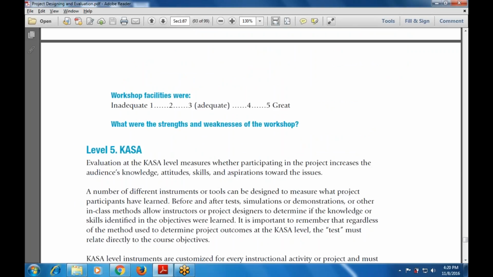Then, what about the workshop facility? Is it inadequate, adequate, or great? Then, what were the strengths and the weaknesses of the workshop? What is the main strength and the main weakness of the workshop?